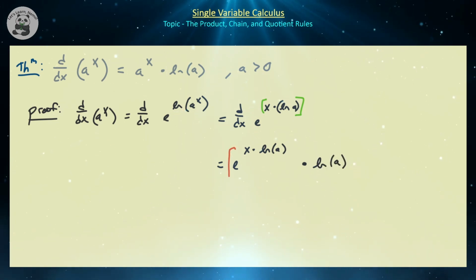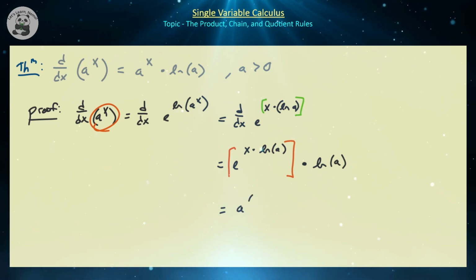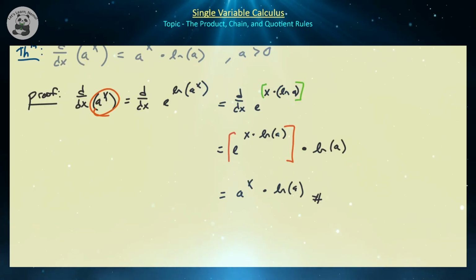Remember that e to the power of x times the natural log of a is just a fancy way of saying a to the x. Therefore, this is just the same thing as a to the x times the natural log of a, and that's what we set out to prove.